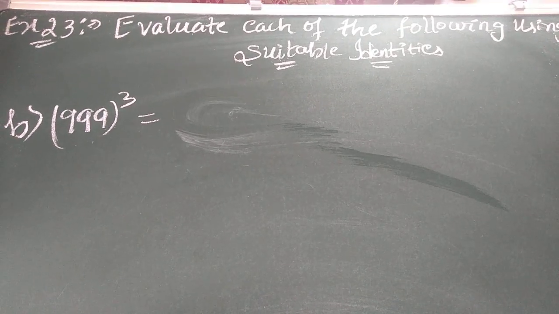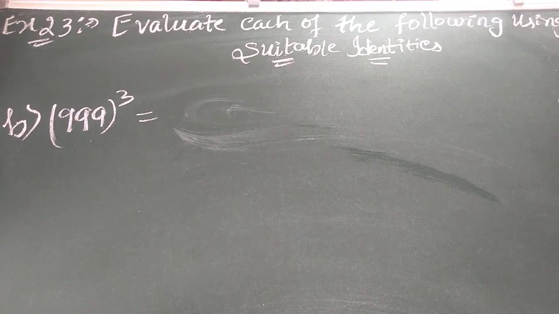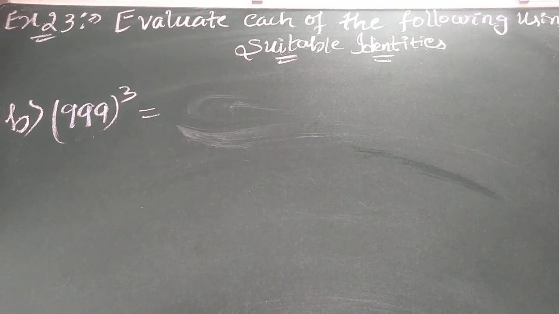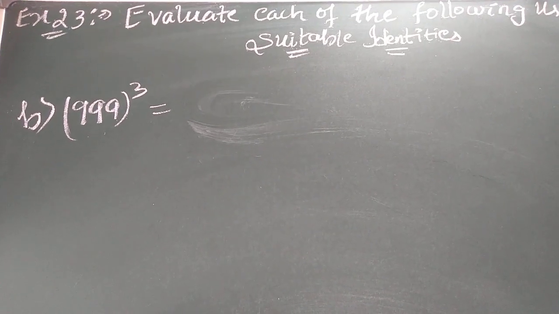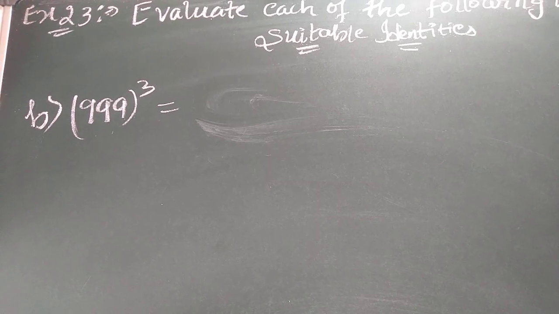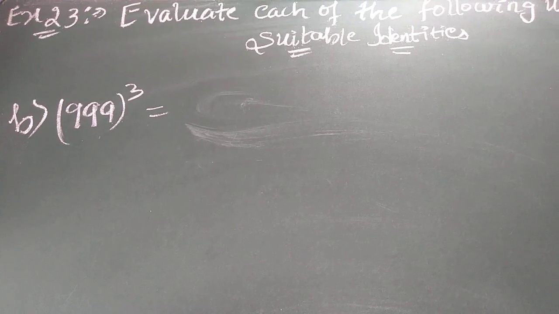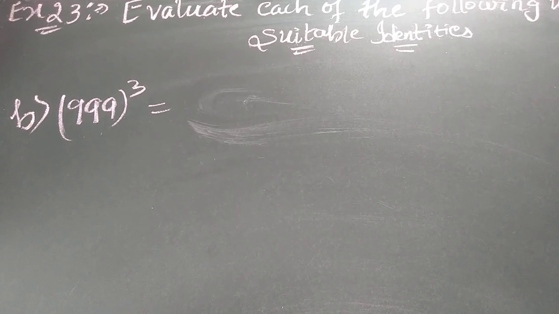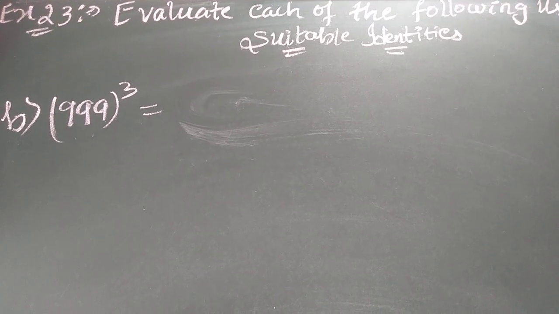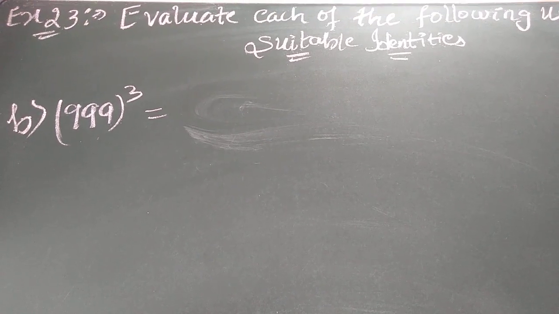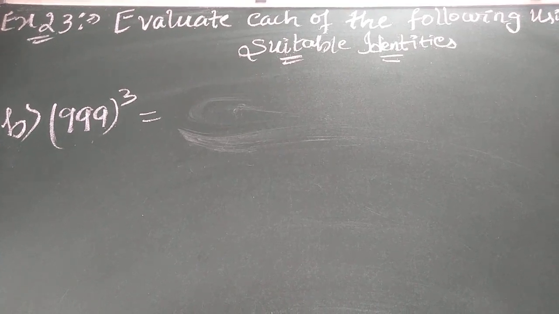In our previous video, we solved example number 23A question, that is, evaluate each of the following using suitable identities. Now the B question is 999 whole cube. You can write this as 990 plus 9 whole cube or else 1000 minus 1 whole cube. Whichever you feel appropriate, you can use here, children. Now I am going for 1000 minus 1 whole cube, which will be easy for me to cube.